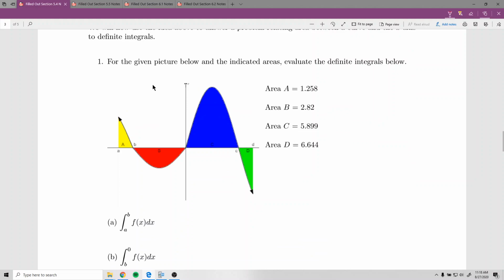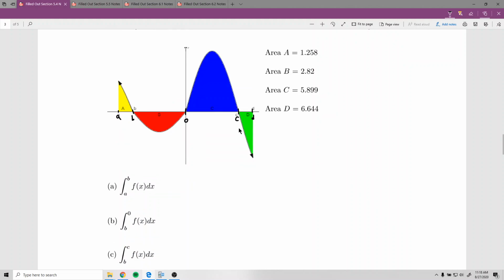So this says, for the given pictures below and the indicated area, area A in yellow is 1.258, area B in red is 2.28, and so on. Evaluate the definite integrals below. Now, if it's a little tiny for you, the x values are marked off. So this is x equals a, this is x equals b, the y-axis is where x equals 0. Then this is where x equals c, and this is where x equals d at the end.